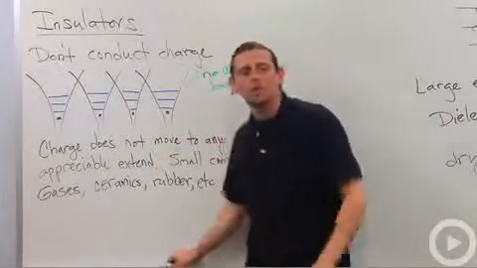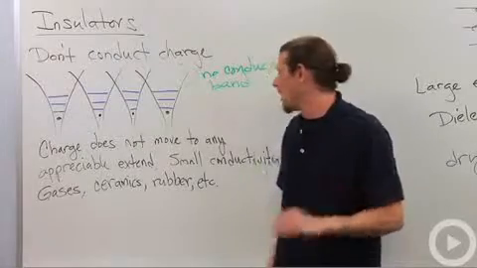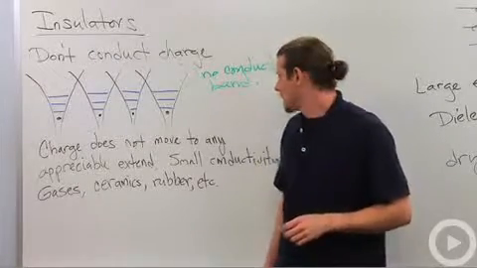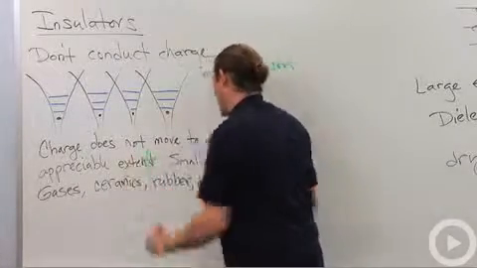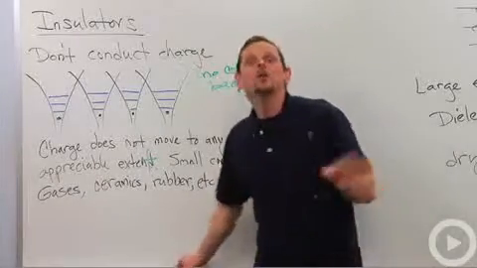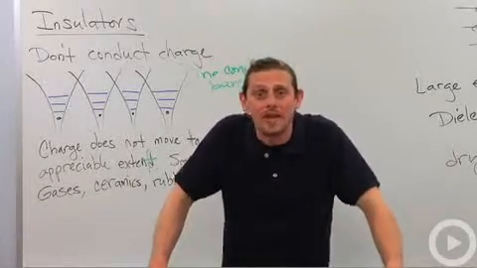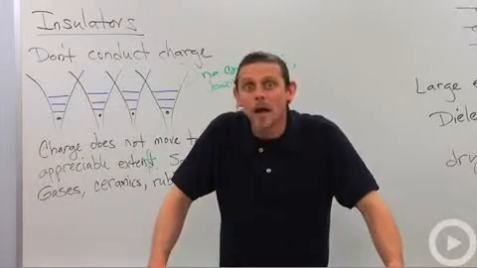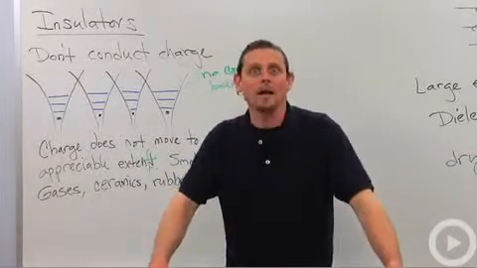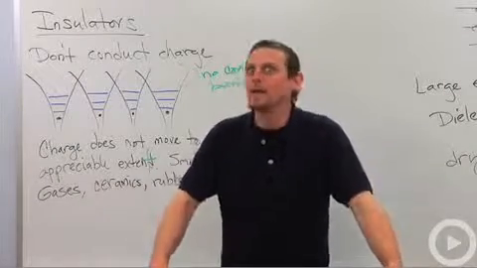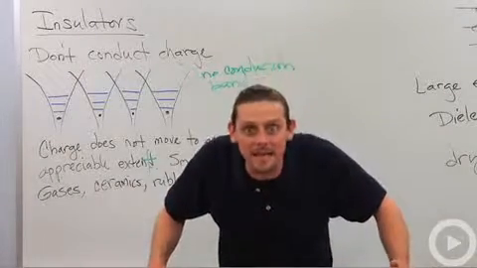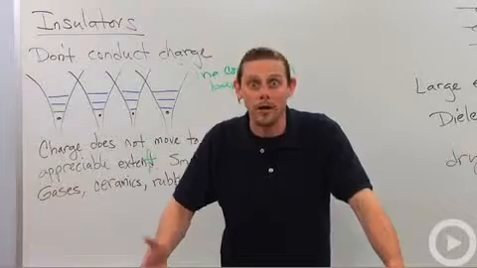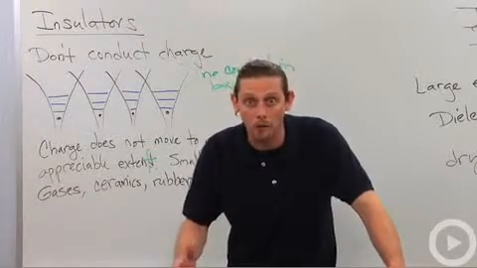Charge will not move to any appreciable extent. Small conductivity. So the conductivity associated with an insulator will be, rather than like 10 to the 8, it'll be like 1, or like 10 to the minus 5, or like 10 to the minus 16 sometimes. Like we're talking no charge flow.